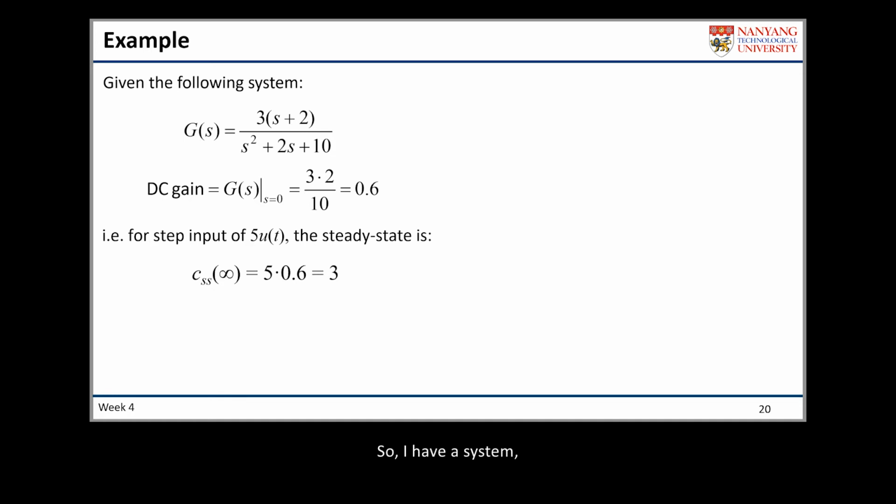So I have a system where the transfer function is expressed as you can see in this slide: 3 times (s plus 2) divided by (s squared plus 2s plus 10). The DC gain of this system, you can find easily. You just substitute all of the s's in your G(s) by 0, and then you will get the DC gain. So the DC gain will be equal to 0.6.